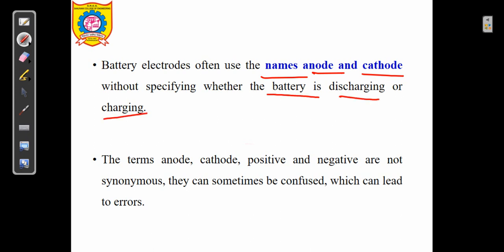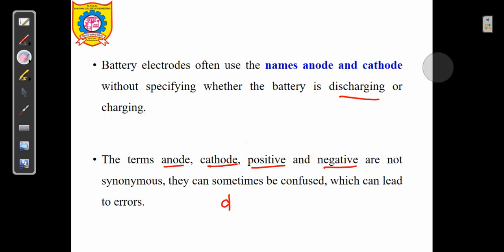Normally we get confused while using the terms anode, cathode, positive and negative, and we finally conclude that it is wrong terminology. So this video is going to help us understand the terminology of anode and cathode and positive and negative electrode.